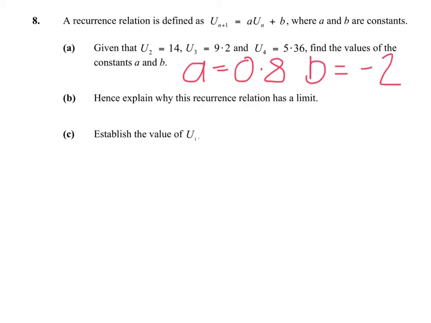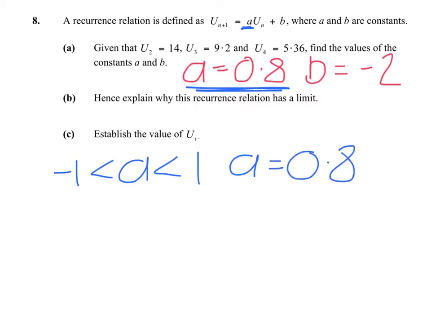Then part B of the question says, hence, explain why this reconciliation has a limit. That's because of the value of a that's in here. A is 0.8. A reconciliation is defined as having a limit if the value of a is in between -1 and 1. In this question, a works out to be 0.8. Therefore, it has a limit, since this value is in between -1 and 1.